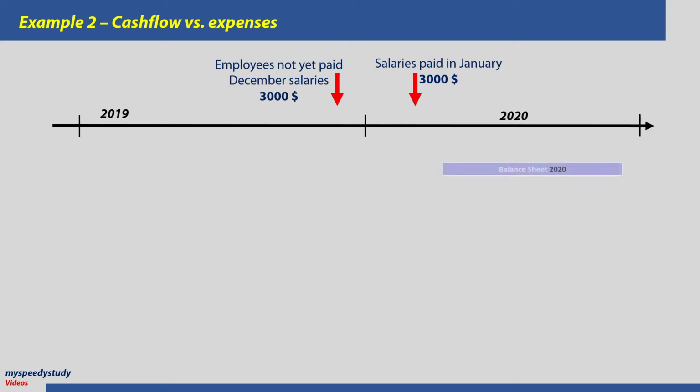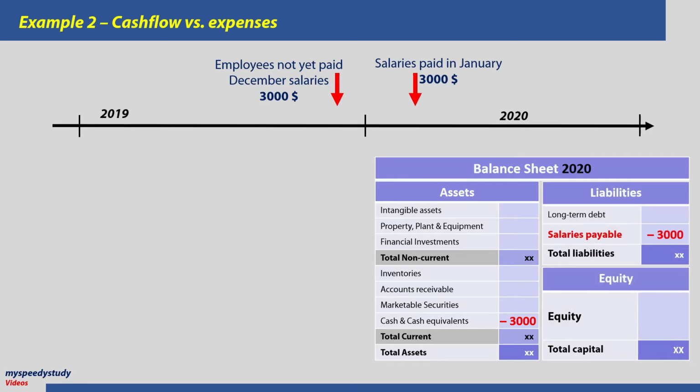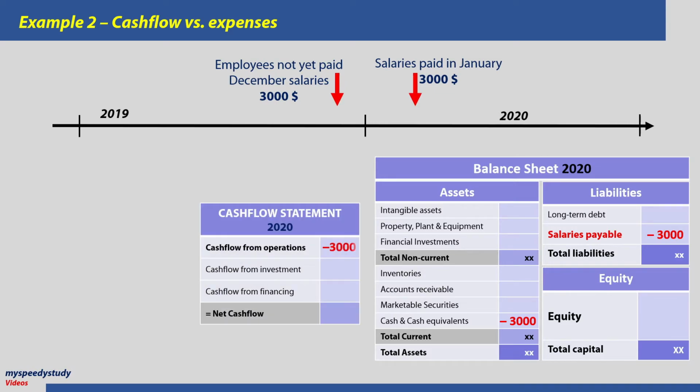The next year, the salaries are paid, the cash is gone, and the liabilities are settled and disappear from the balance sheet or from the accounts. And the cash flow statement shows a cash outflow from operations, but there's no effect on the profit of 2020.